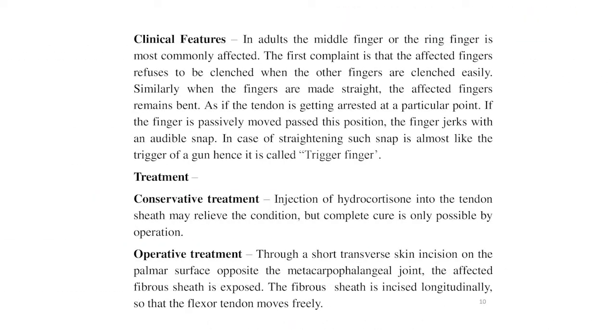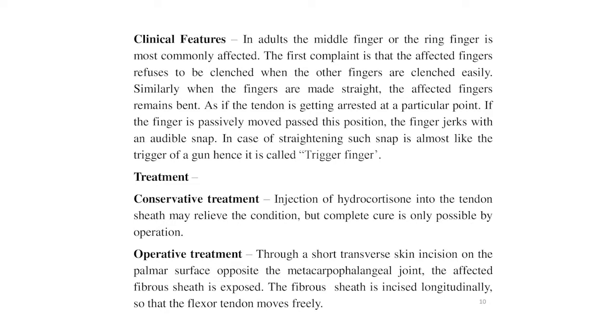Now the clinical features. This condition is seen more often in adults, though children are also affected. In adults, the middle finger or the ring finger is most commonly affected. The first complaint is that the affected finger refuses to be clenched when the other fingers are clenched easily.